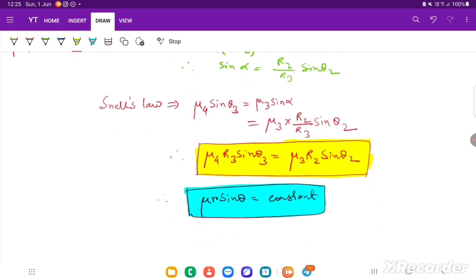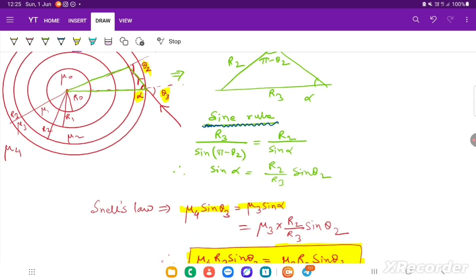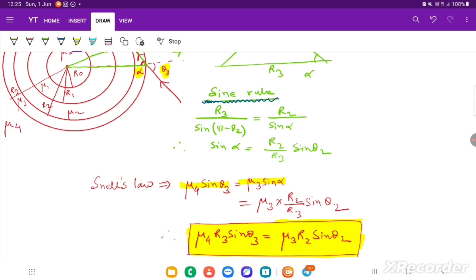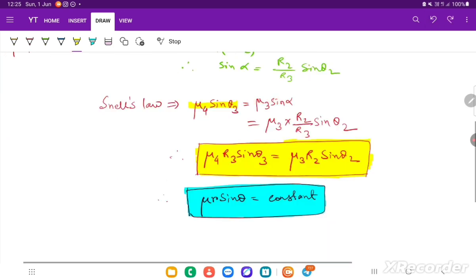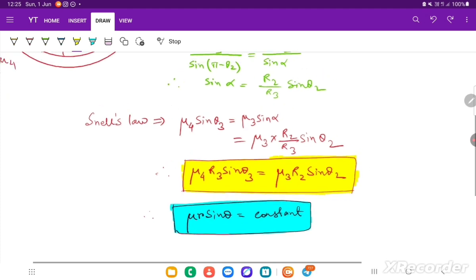Using Snell's law, I can write mu4 sine θ3 equals mu3 sine alpha, because θ3 is the angle of incidence from the medium having refractive index mu4, the angle of refraction is alpha, and the refractive index of that medium is mu3. So mu4 sine θ3 equals mu3 sine alpha. We get this directly from Snell's law.